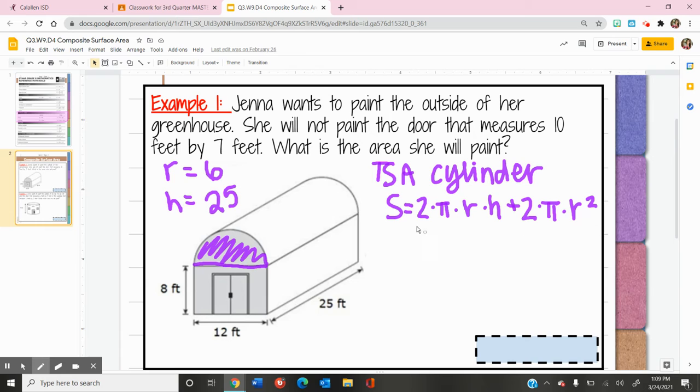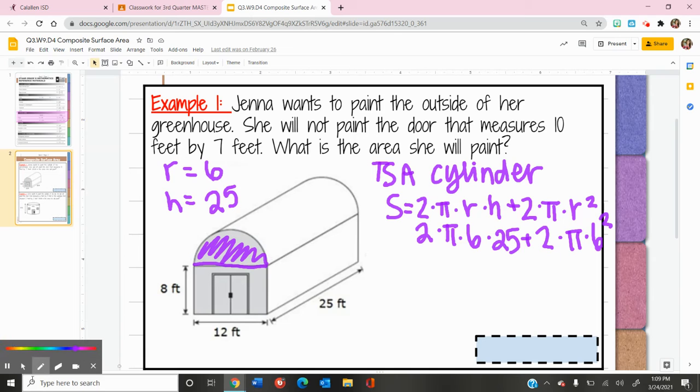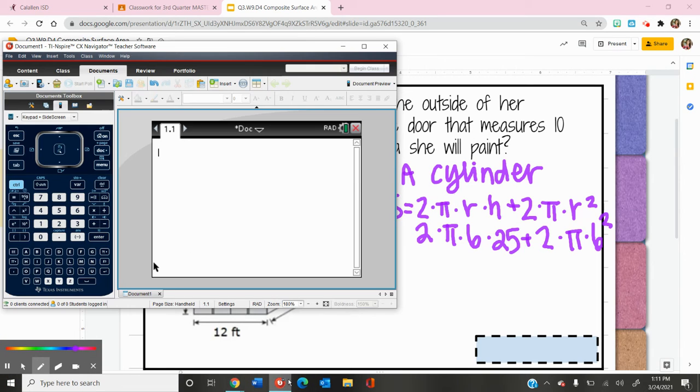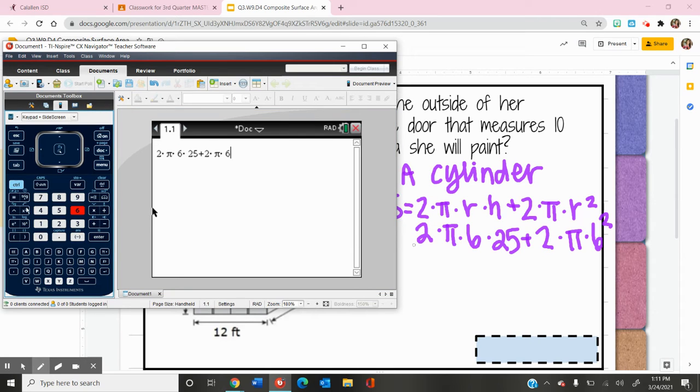So I'm just going to plug those numbers into my formula. This is now 2 times pi times my radius, which is 6, times my height, which is 25, plus 2 times pi times my radius, again 6, squared. Now I'm going to open up my calculator. I'm going to put 2 times pi times 6 times 25, and then add 2 times pi times 6 squared. Entering that, it tells me that the total surface area of the cylinder is 1,168.67.